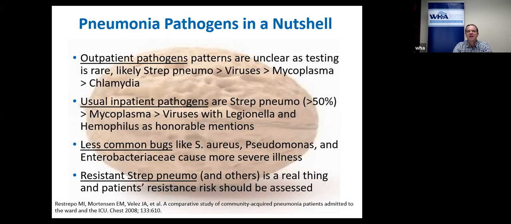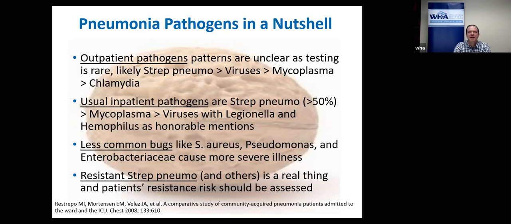And then mycoplasma and chlamydia are the two most common atypicals. Remember, the atypical organisms are really tiny organisms or sometimes intracellular organisms that don't usually respond to beta-lactams or your cephalosporins, basically. And so these atypical organisms are the reason that the macrolides or azithromycin is out there, is to treat these less common atypical organisms. But again, strep pneumo is king.